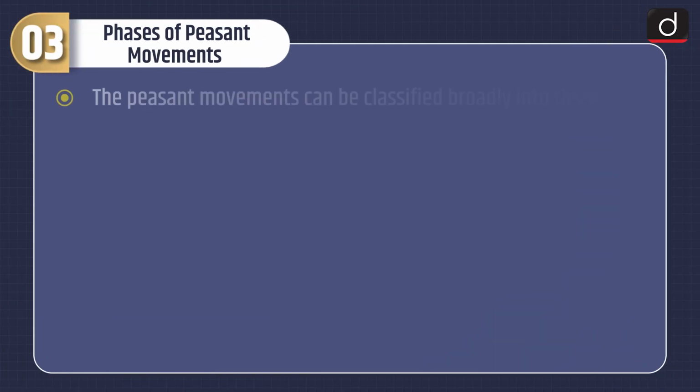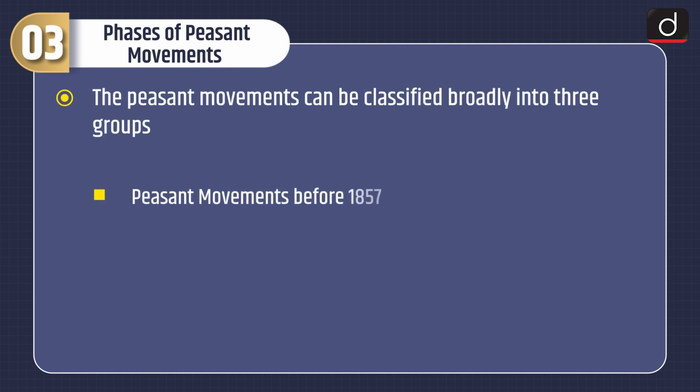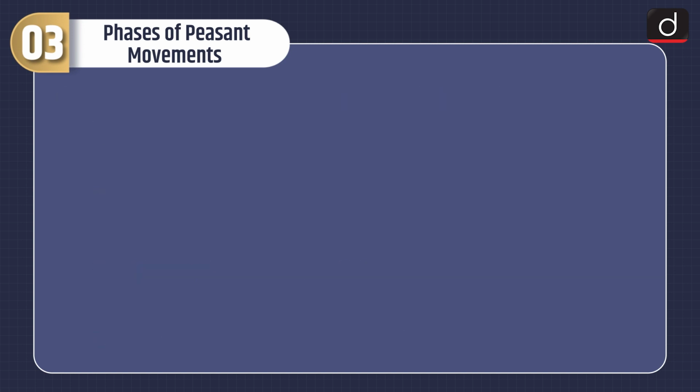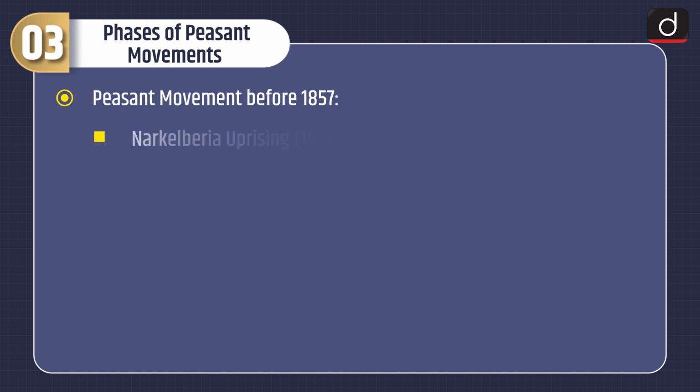Now let's discuss the phases of peasant movements. The peasant movements can be classified broadly into three groups: peasant movements before 1857, peasant movements after 1857 and peasant movements in the early 20th century. Now moving on to peasant movements before 1857.